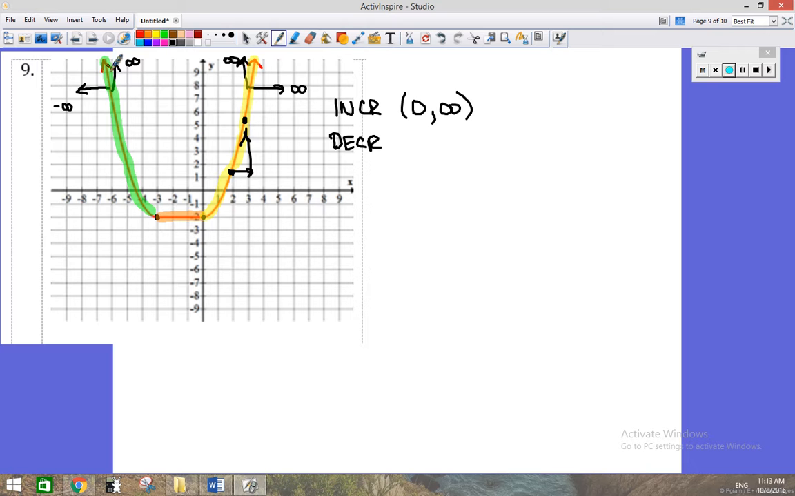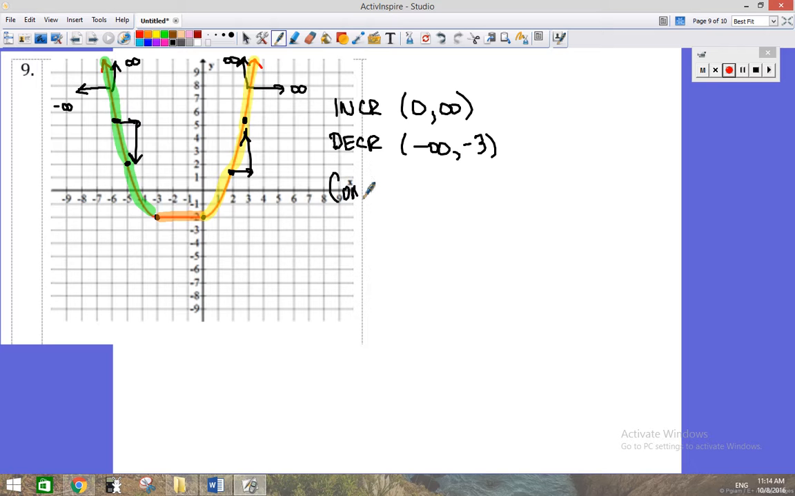Where is the function decreasing? As we come into the graph from the left, any 2 points in the green interval, as x increases, y decreases. Alright, as we move from left to right, as we're decreasing, as x increases, y decreases. That happens until we hit this point, which has an x coordinate of -3.